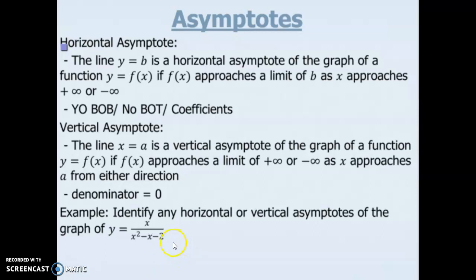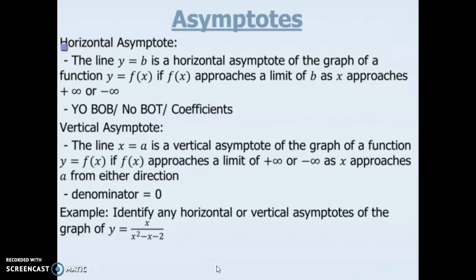There's really not even any work to show for that. Now for your vertical asymptote, there is work. You need to set your denominator equal to 0. When you set that equal to 0, that's a quadratic. We did these last chapter. That should factor to x minus 2 times x plus 1, which means I'm going to get x equals 2 and x equals negative 1.